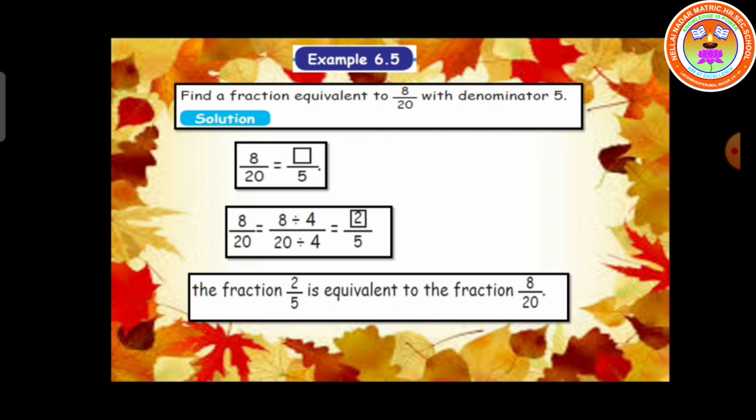Find a fraction equivalent to 8 by 20 with denominator 5. We are going to find the equivalent fraction of 8 by 20, but we have to get the denominator 5. Let us see the solution. 8 by 20 is equal to, we have to get the denominator 5. Then what is 20 divided by to get 5? We know 4 fives are 20. So 20 is divided by 4 only to get 5. The same 4 has to be divided in the numerator. So 8 divided by 4, we will get 2. So we can say 2 by 5 is equivalent to the fraction 8 by 20. Is it clear?